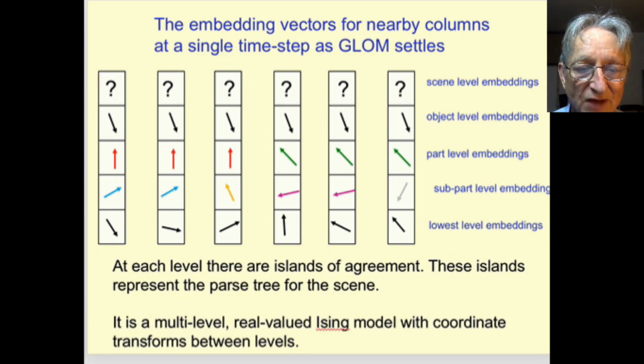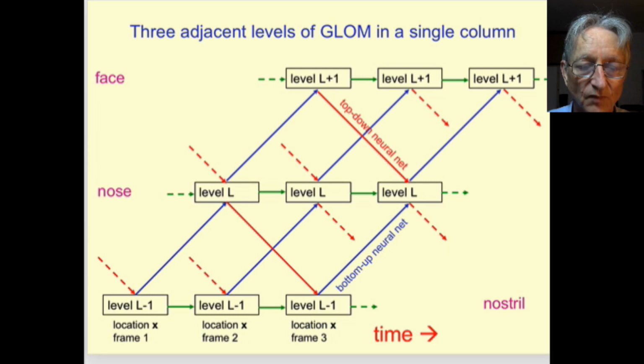So what's going on here is we have islands of agreement. And these islands of agreement are going to be what represents the parts of the image, how it's segmented into wholes and parts at multiple levels. You can think of this, if you're a physicist, as a multi-level real-valued Ising model, but it has coordinate transforms between levels, and the spins, instead of being binary, are these real valued vectors, which should help with local minima and getting jammed up. Here finally is a picture of the GLOM architecture for a single location, that is a single column in the previous picture.